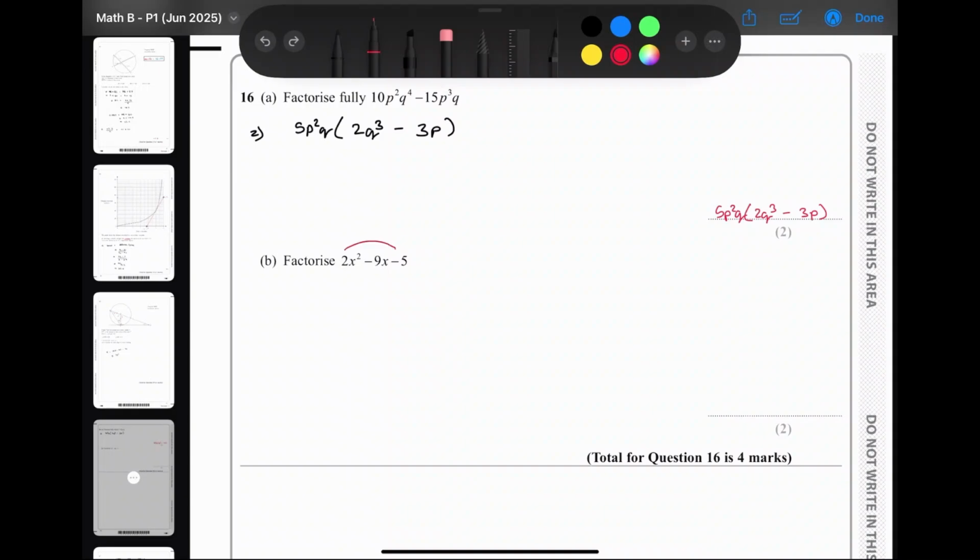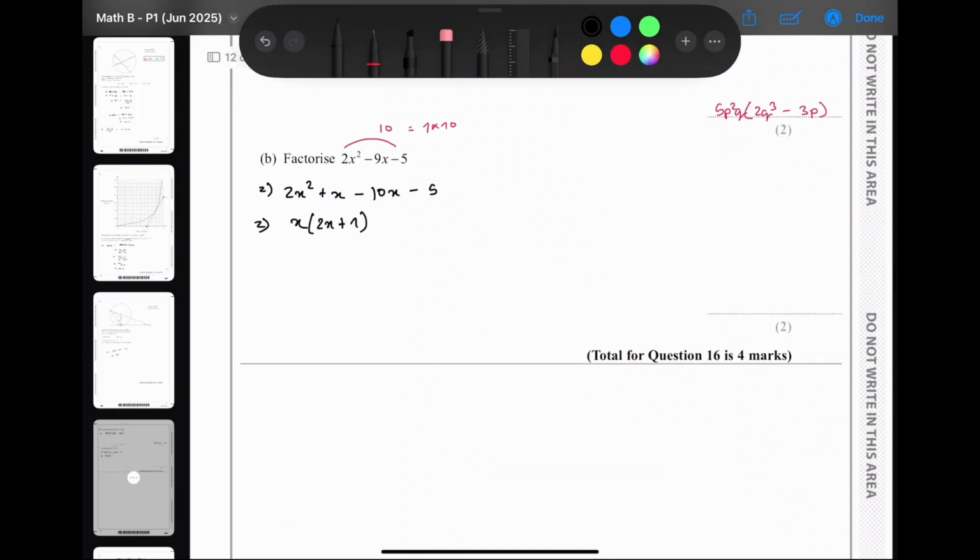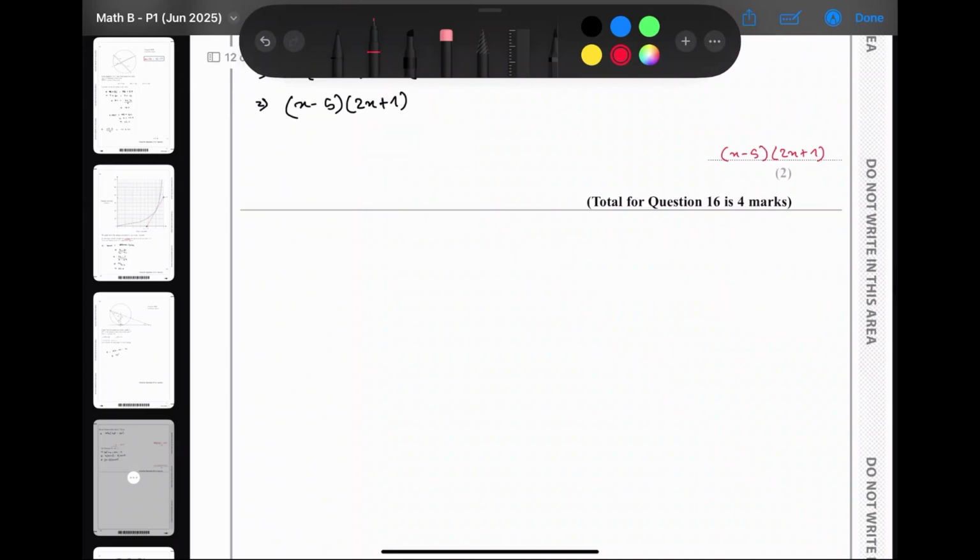For the second one here, we have a quadratic equation. To factorize this quadratic equation, we will have to do middle term. After taking common, we rewrite the parenthesis as the final factorize. On to the next one.